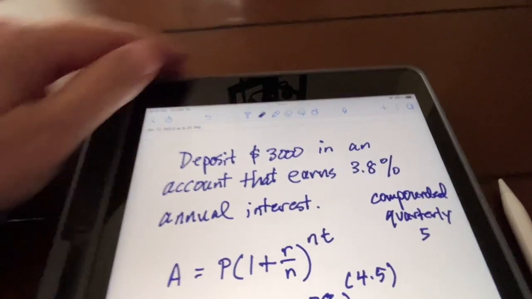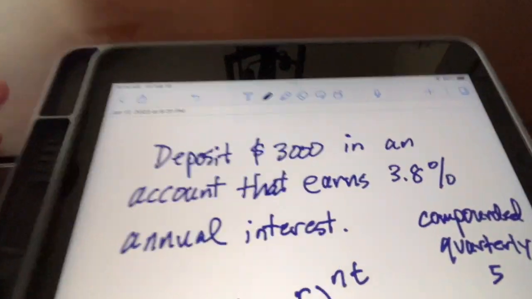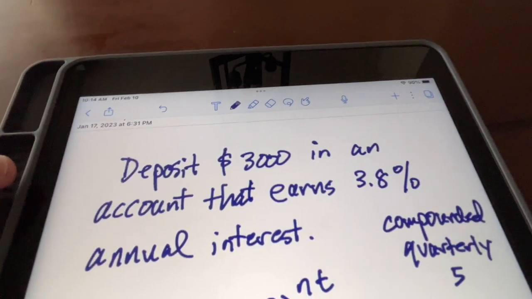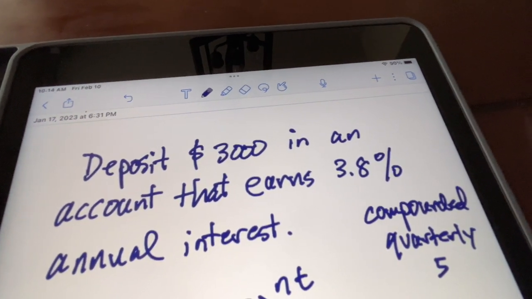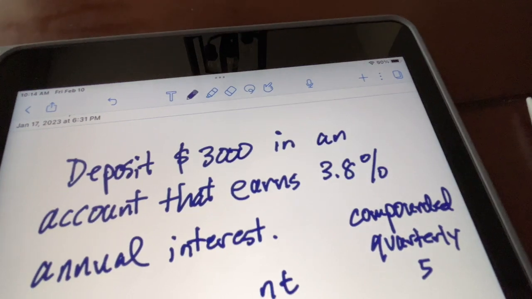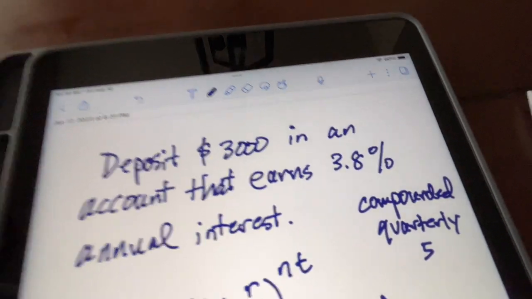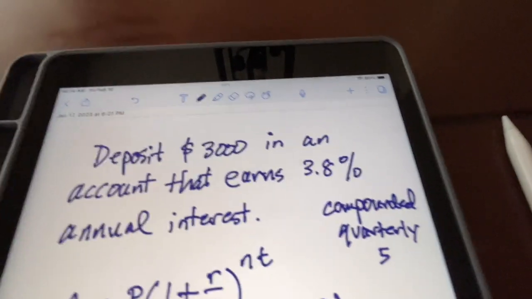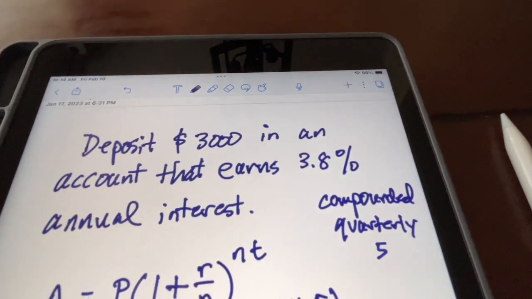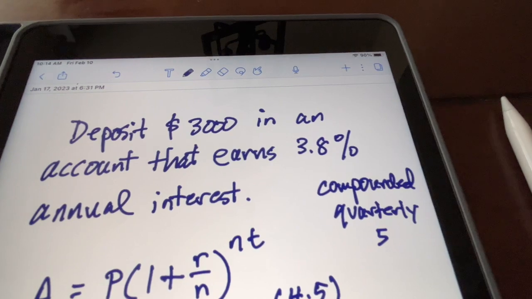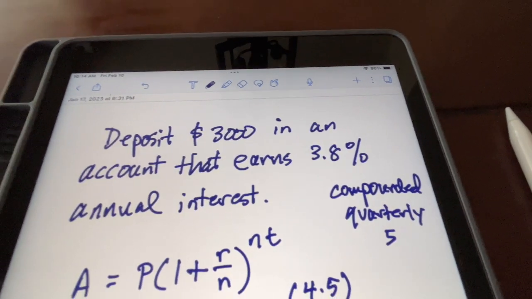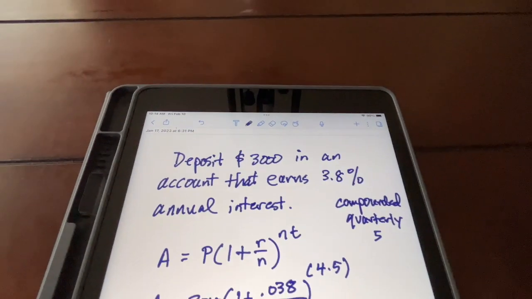All right, let's talk now about a similar problem. Suppose you deposit $3,000, so still $3,000, and it's an account that earns 3.8% annual interest, just like in the other problem. But this time, let's suppose that the interest is not compounded continuously, but compounded quarterly for 5 years.